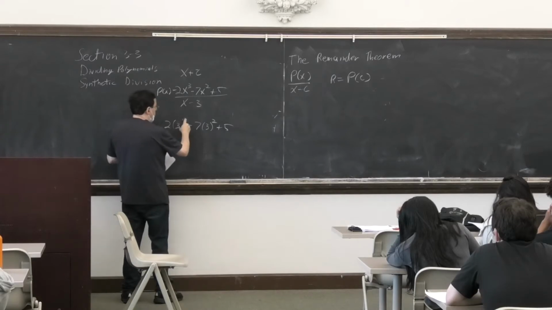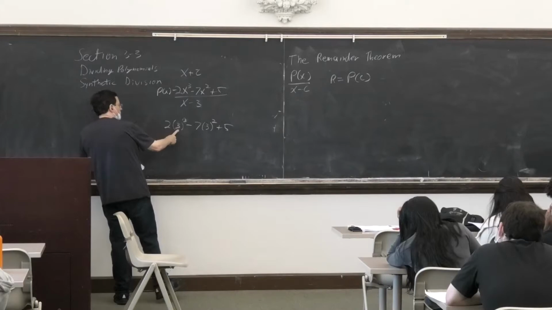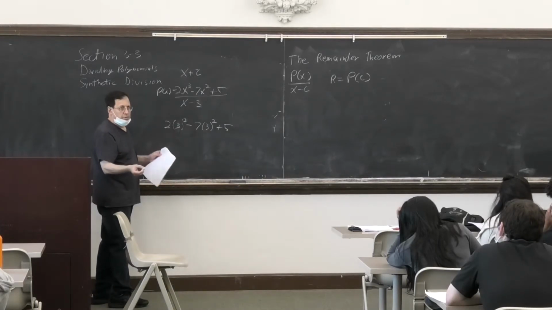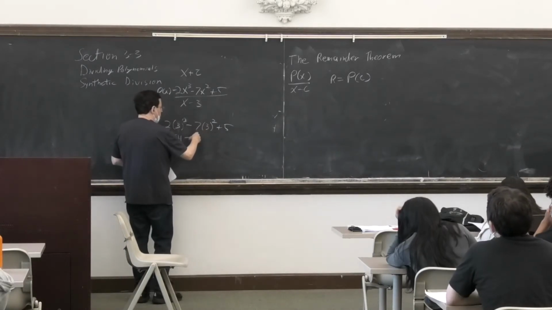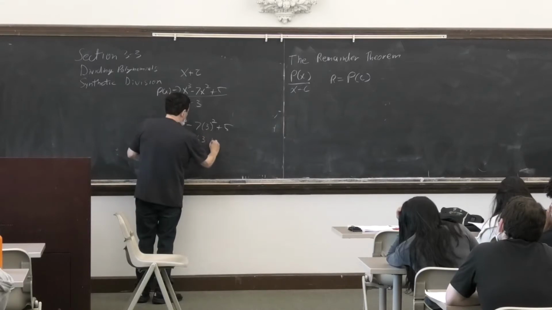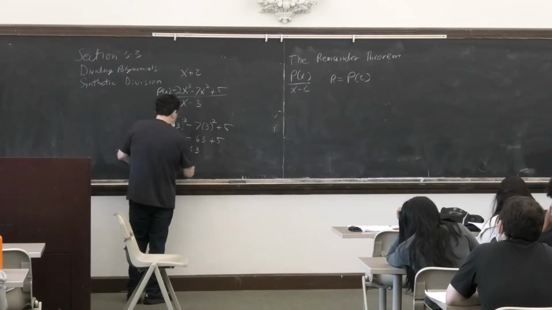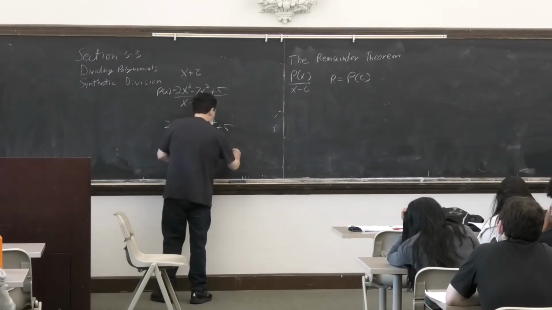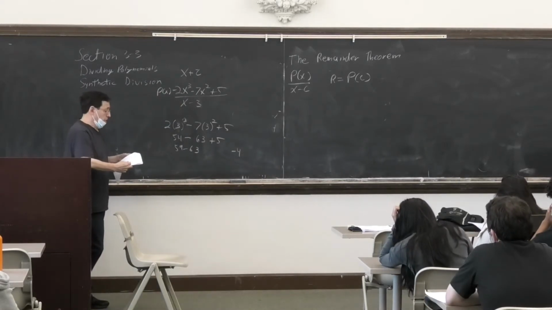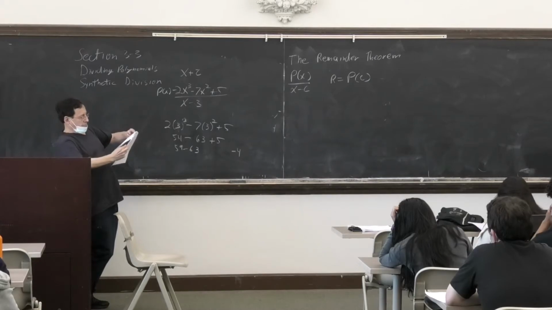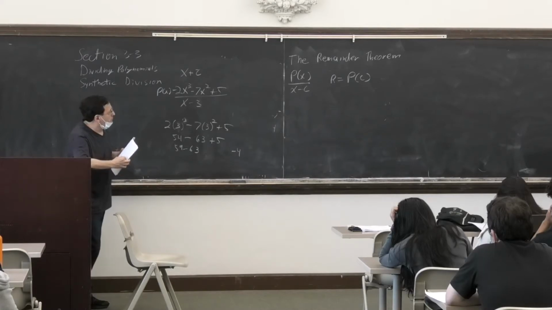here? 2 times 3 cubed minus 7 times 3 squared. Okay, so what's 3 cubed? That's 27, right? 54 minus 9 times 7 is 63 plus 5. So this is 59 minus 63, or minus 4. Is that what we got before? Okay, so you can see how this theorem could be really useful.